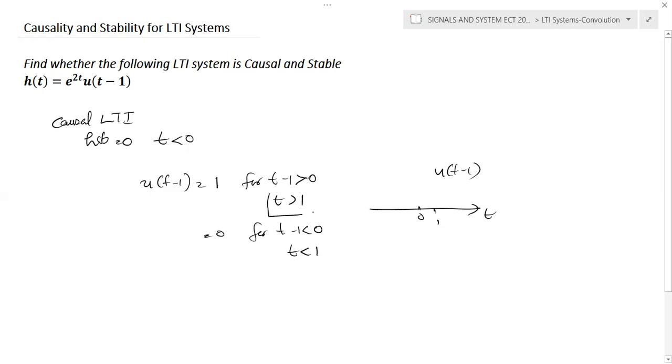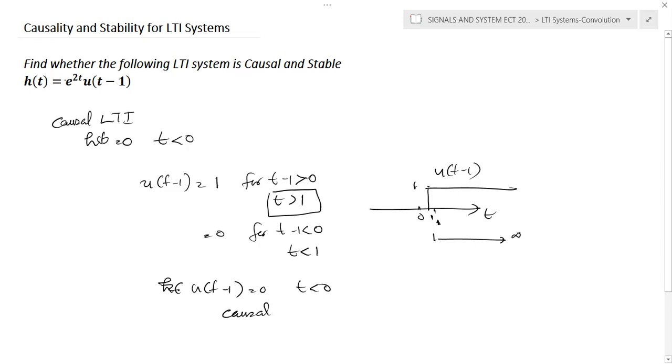And if t is greater than 1, from this particular point onwards, this is 1, the signal amplitude is 1. So signal exists from 1 to infinity. And if you observe the signal, here you can see that u of t minus 1 is equal to 0 for t less than 0. So you can conclude that the given system is causal. And if you multiply with e raised to 2t, you will get exactly the same 0 value for t less than 0.